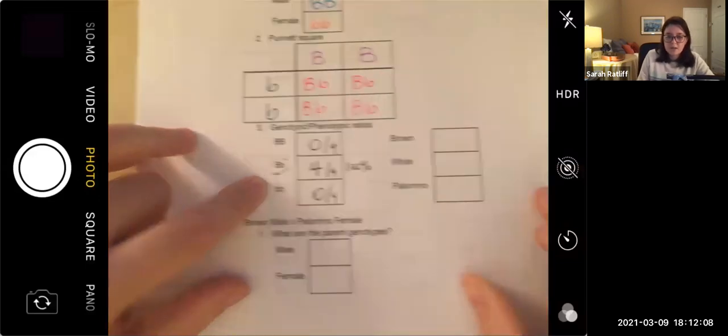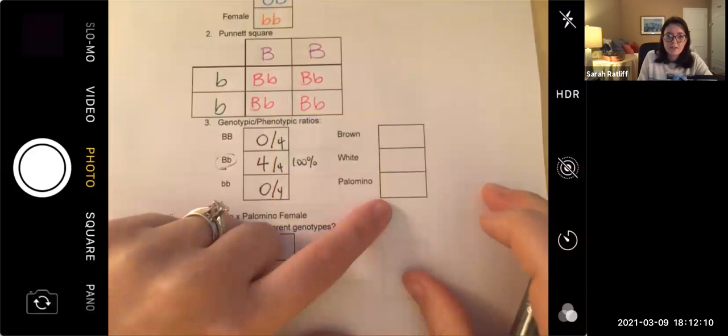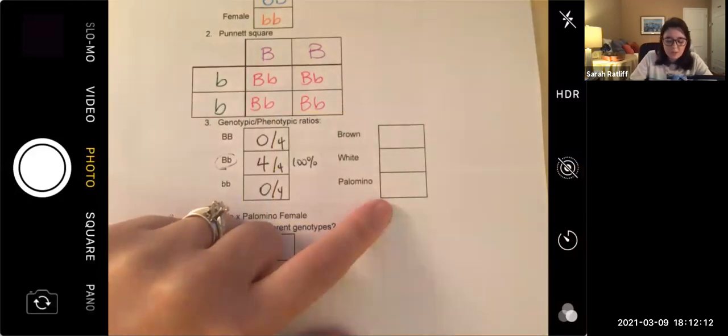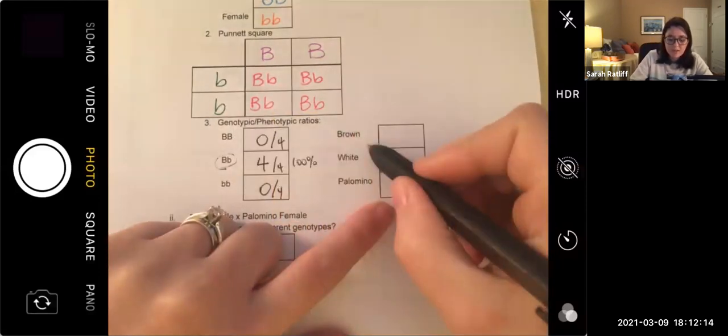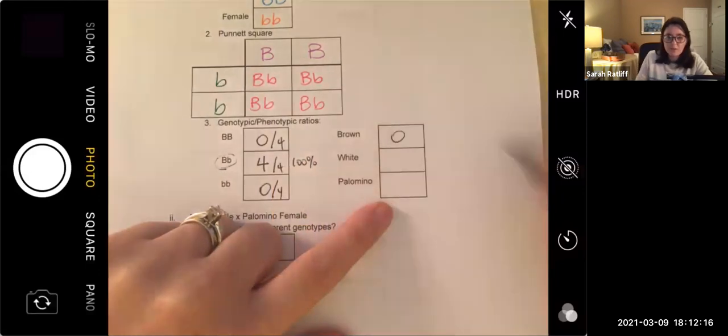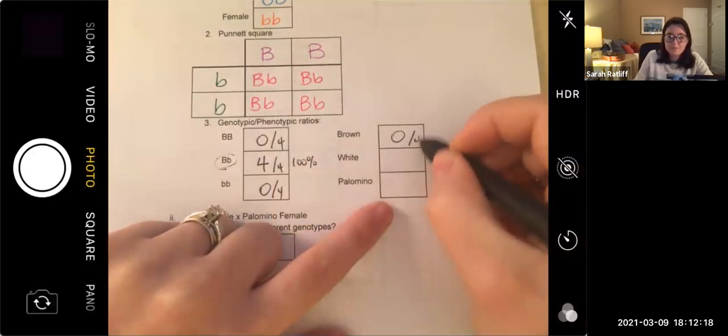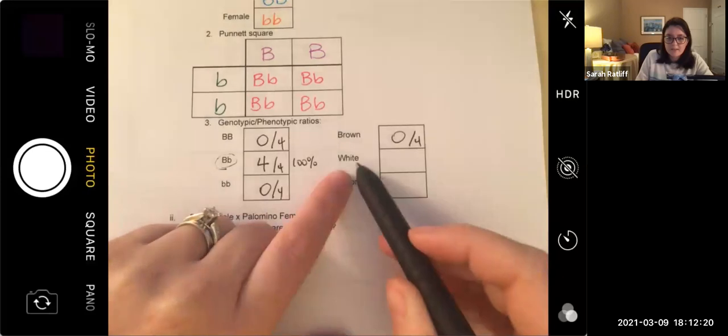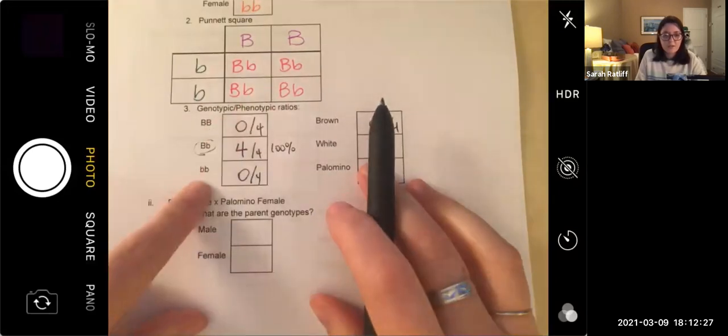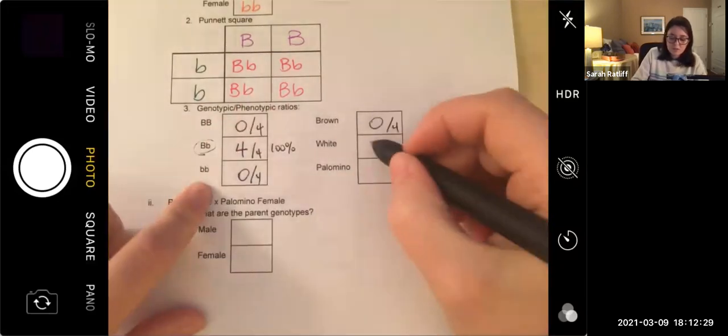All right, now let's take a look at our phenotypes. We know big B is brown, and there aren't any of those, so we have 0 of 4. White is little b, little b. We don't have any of those. 0 of 4.